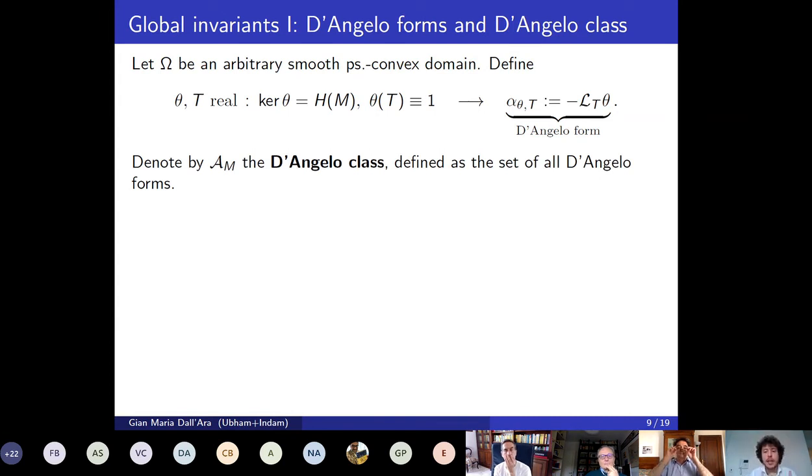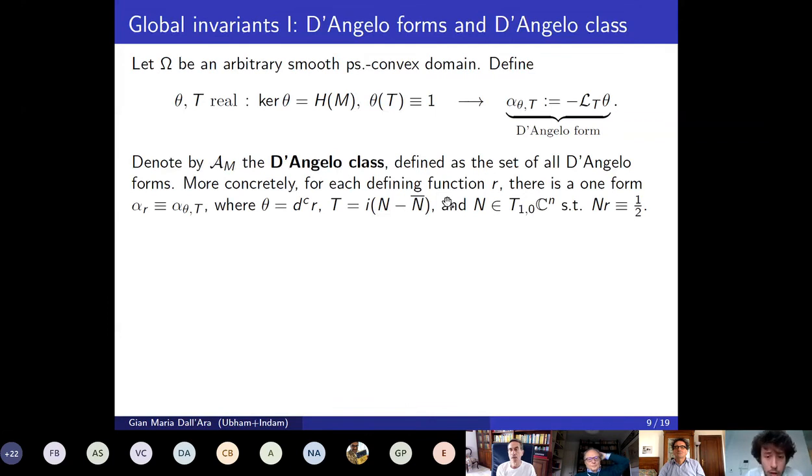and we denote by A, capital A of M, the D'Angelo class, defined as the set of all D'Angelo forms. As you see, there are many choices possible here. For any choice of theta, again, and any choice of T, I have a D'Angelo form, and they all form a class. I'm using the word class to remind of cohomology classes, and in a moment you will understand why.